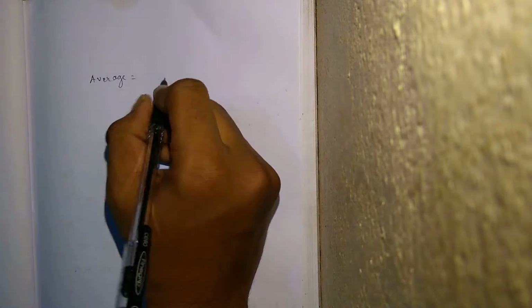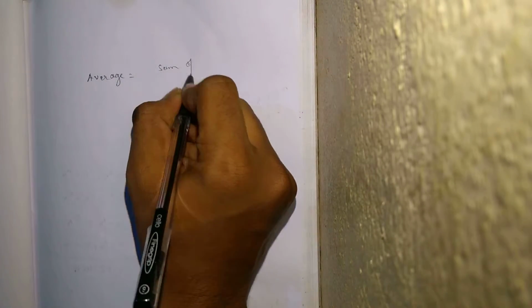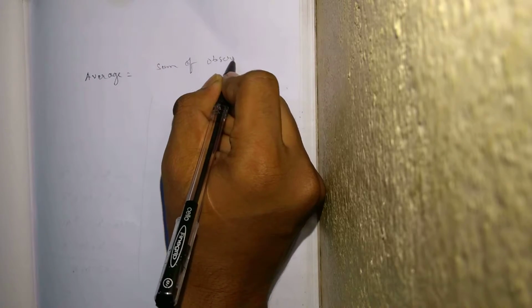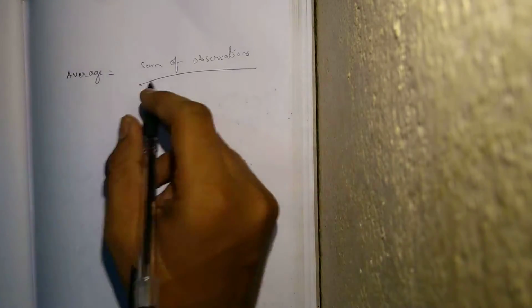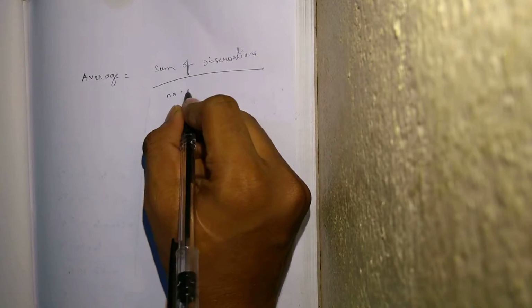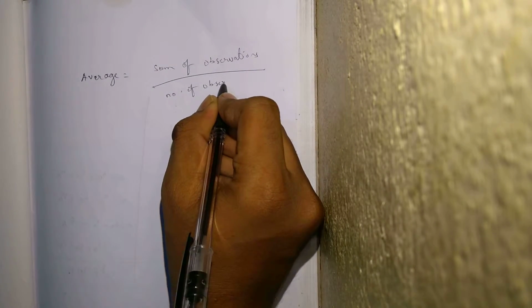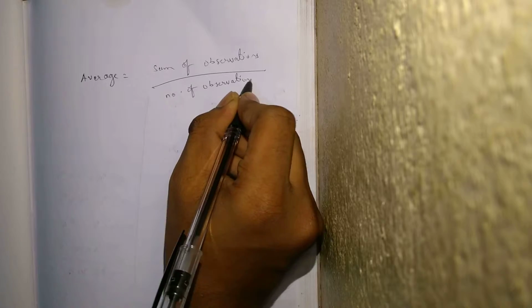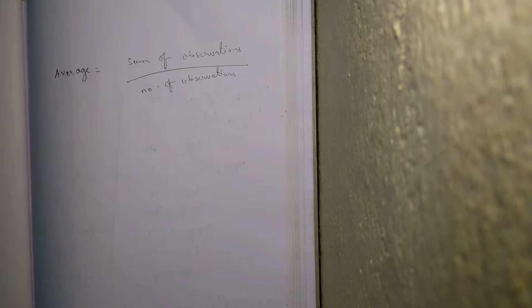So what is the basic formula of average? Average is equal to the ratio of the sum of observations to the number of observations, right? This is what your average means. If you want to represent some 20 people, you just take the average of them, right?